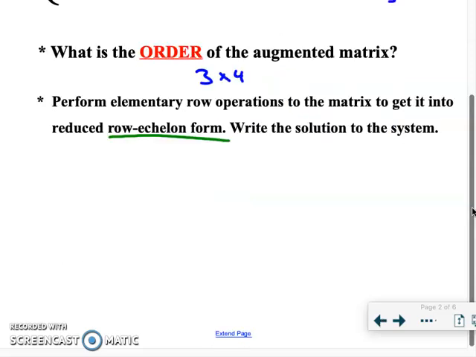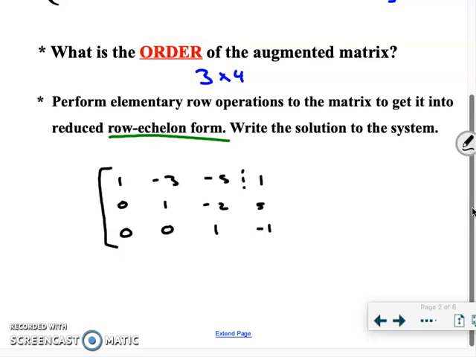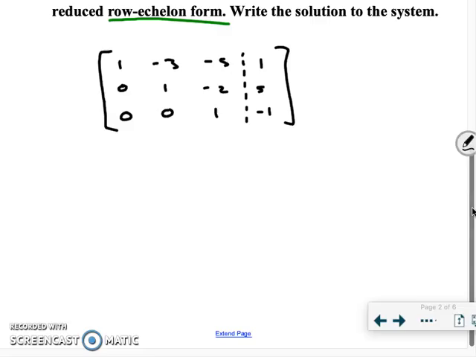So first thing I want to do is to just copy the augmented matrix that we just created down. So again, that was 1, -3, -5, 1, 0, 1, -2, 5, and 0, 0, 1, -1. And this was augmented, looking something like that. So my target is going to be the -3. That's what we're shooting to turn into a 0.